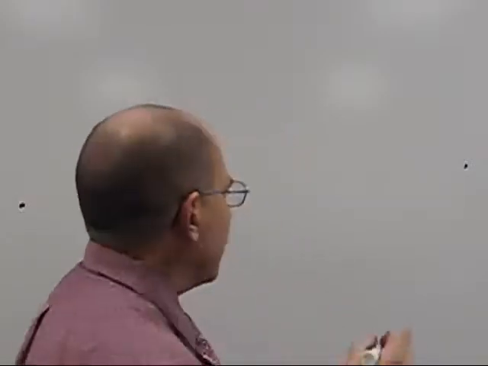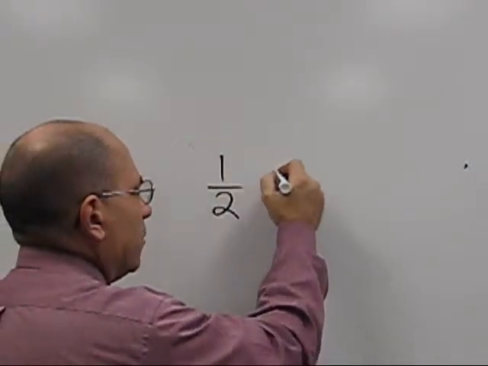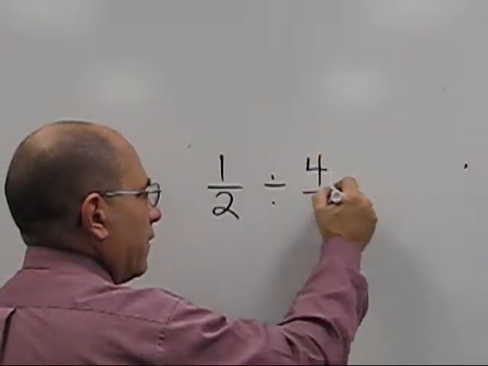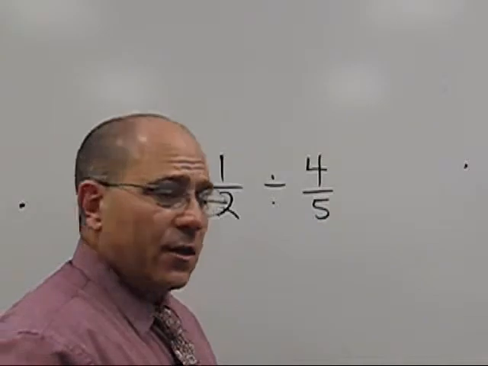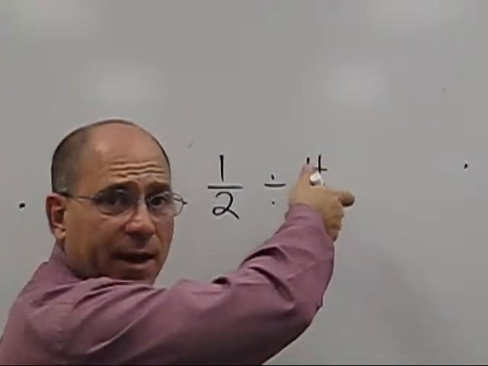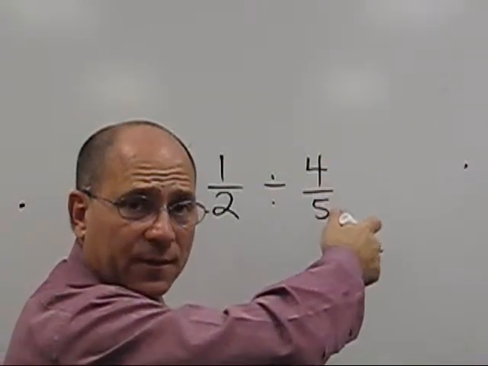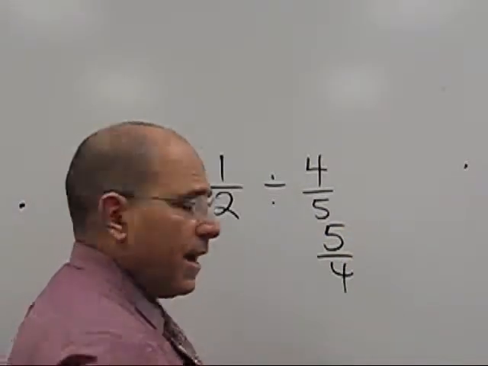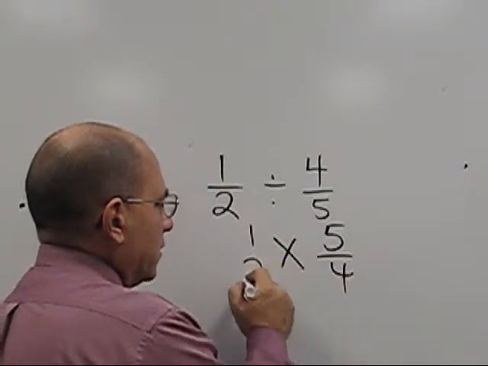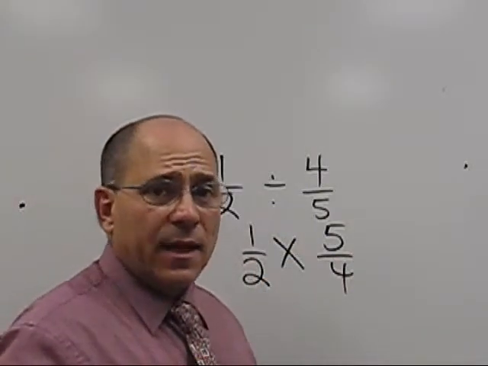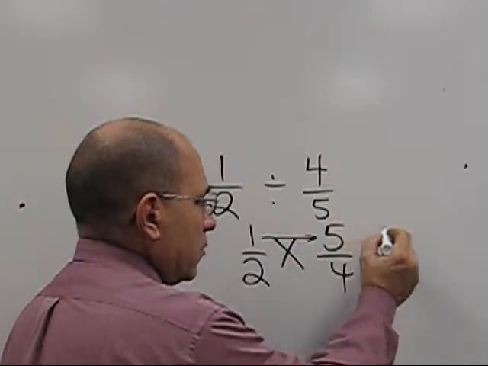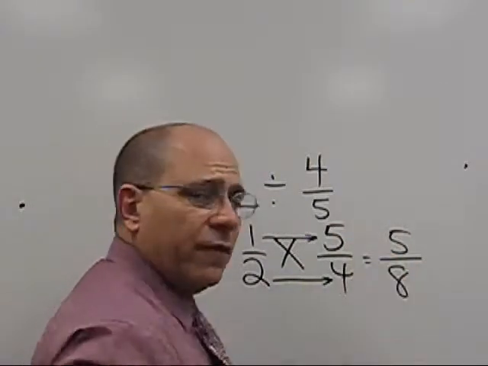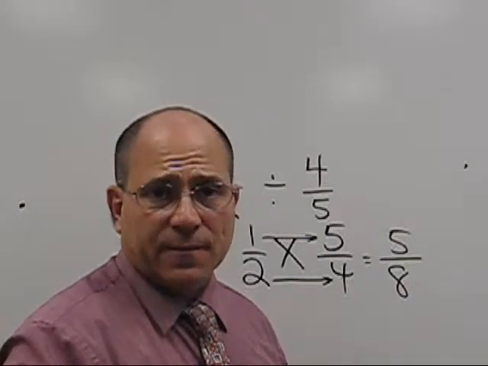We invert the divisor, and then we multiply. So let me give you an example. If you're going to divide 1/2 by 4/5, you flip the second fraction. You invert the divisor. So it becomes 5/4. And then you change the sign to multiplication, and then you do just like we did in the last video. You multiply straight across and you get 5, and you multiply straight across and you get 8, and you're all finished. Now you've just divided fractions.